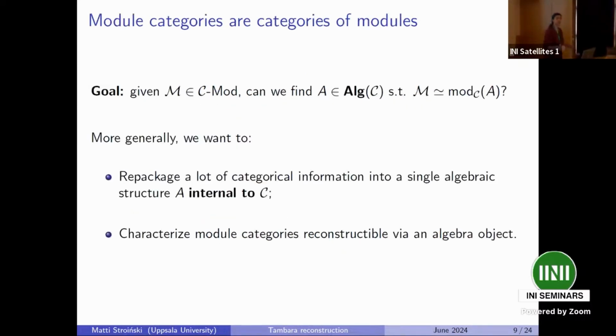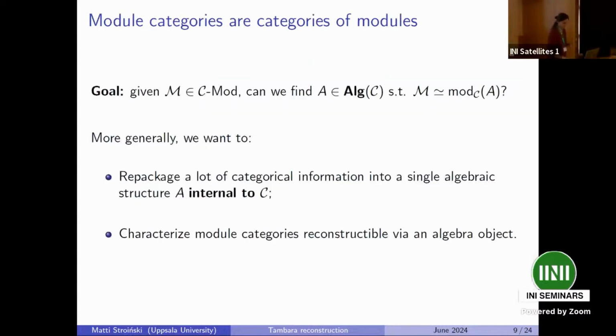But the more interesting direction is when module categories are categories of modules. In other words, given a module category, can we find an algebra object so that this module category is the category of modules for this algebra object? The idea being that we have a lot of categorical information and we repackage it into a single algebraic structure internal to the monoidal category that we started with. And second, we would like to characterize for which module categories this is possible. So in that sense, this is very analogous to the Tannaka reconstruction.